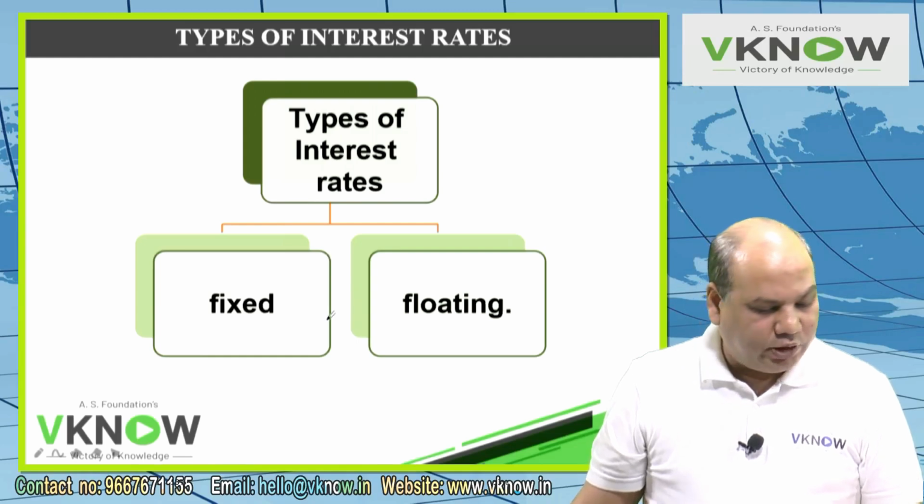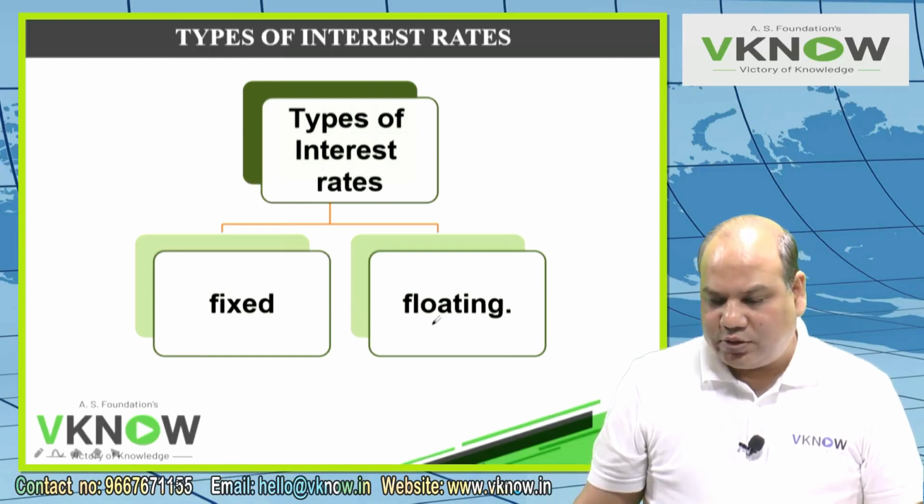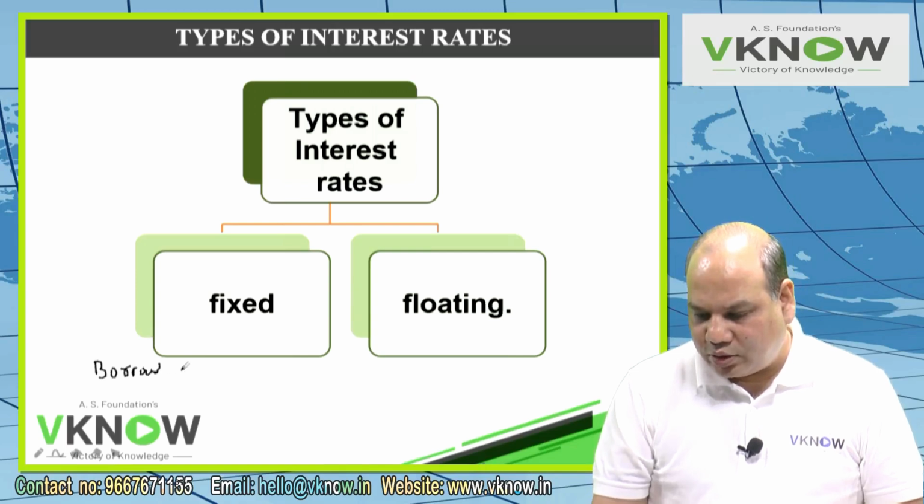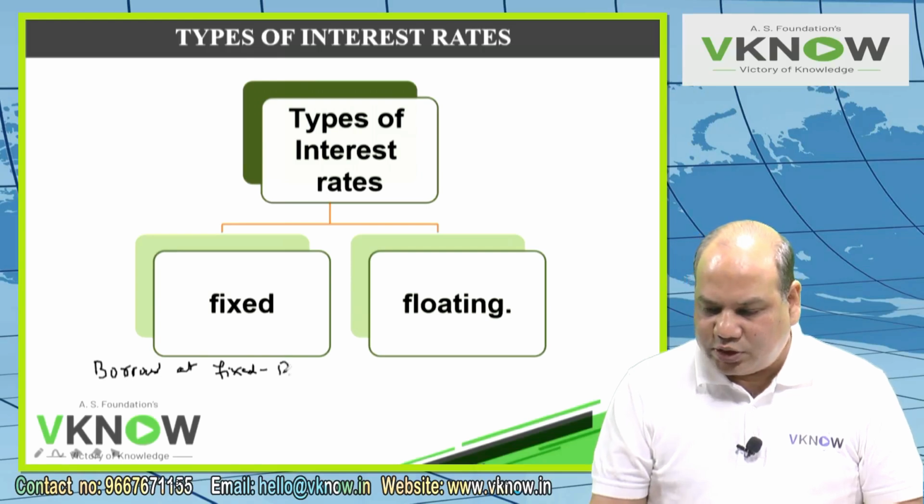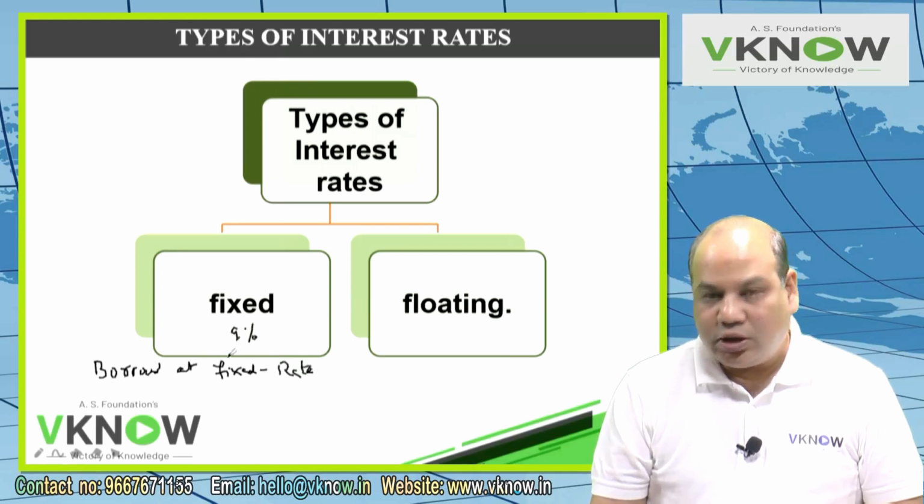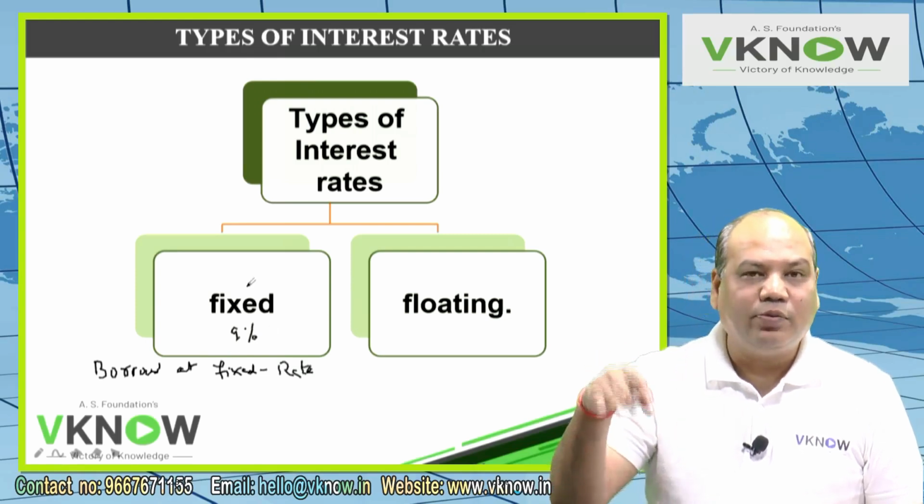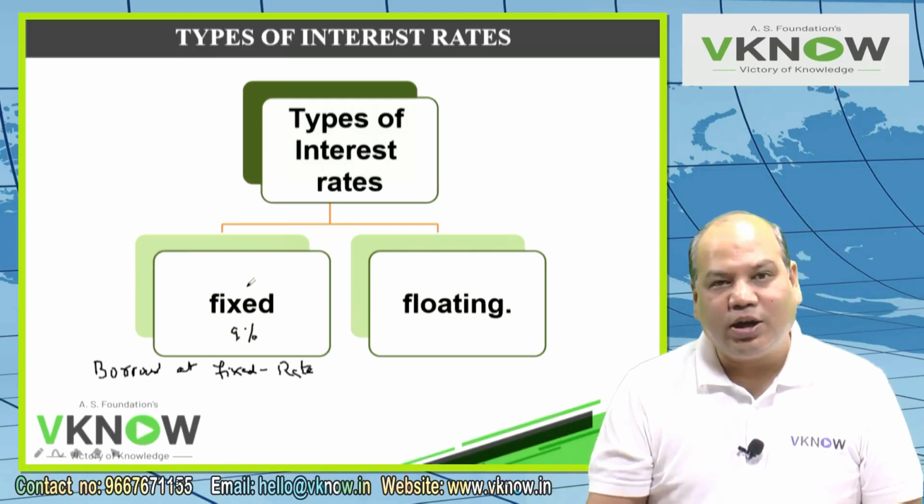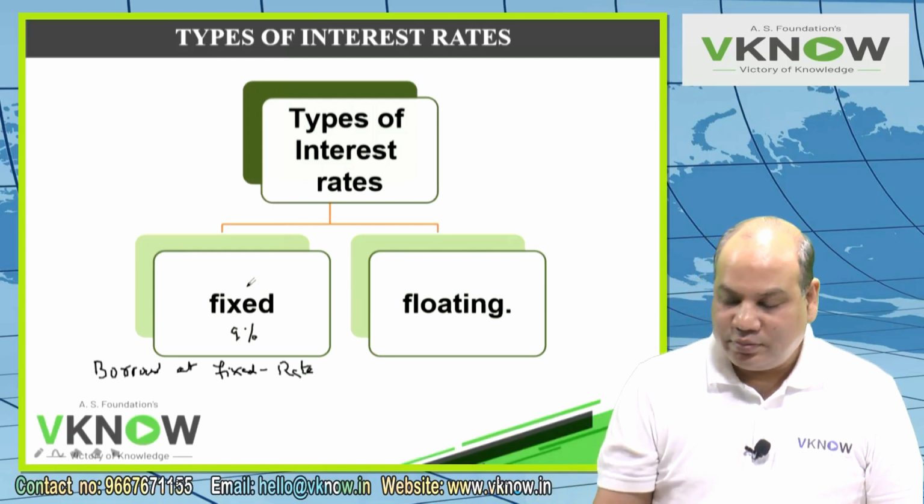There are two types of interest. One is fixed, the other is floating. In case of fixed also there is a risk. If you have borrowed money at a fixed rate, suppose it's a 10-year bond and you have borrowed at 9%, even if the market rate of interest falls, you still end up paying the same 9% rate of interest.